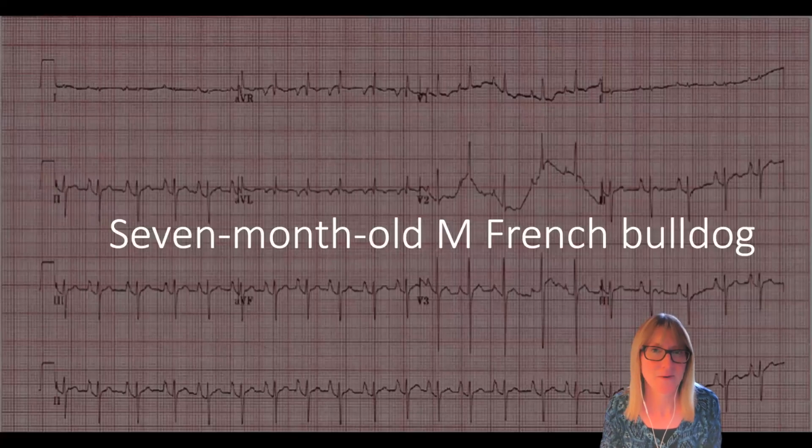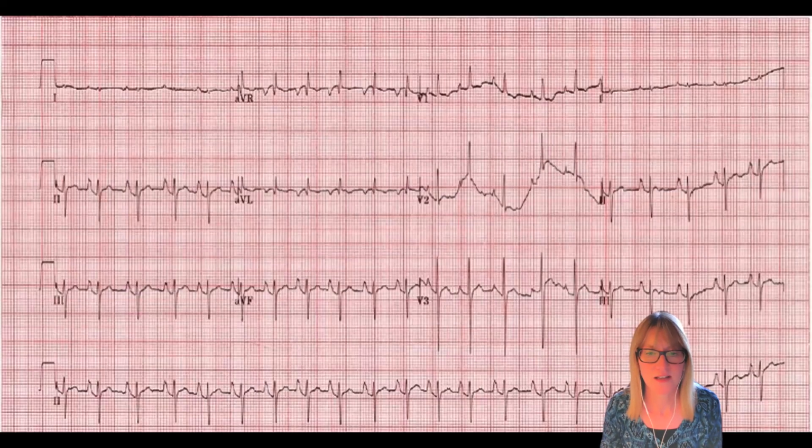Hey everybody, today I want to share with you an ECG from a little puppy. This is a 7-month-old male French bulldog. Looking at our ECG, we have 9 leads in the top 3 lines, and lead 2 all along the bottom. The entire trace is at 25 millimeters per second. Looking at our heart rate, it's just shy of 150 beats per minute.